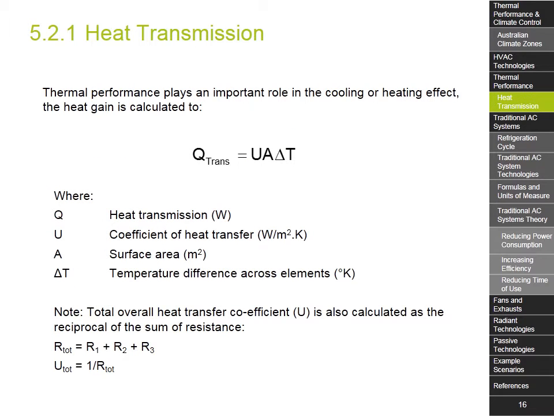Heat transmission, here represented as Q-trans, measured in watts, is equal to the product of the coefficient of heat transfer, total surface area, and the temperature difference across the material. Please note that the overall heat transfer coefficient, U, is also calculated as the reciprocal of the sum of the material's resistance, where the total resistance is equal to R1 plus R2 plus R3, etc. The total heat transfer coefficient would be 1 divided by the total resistance. Let's start to disambiguate some of that, starting with the coefficient of heat transfer, or U.